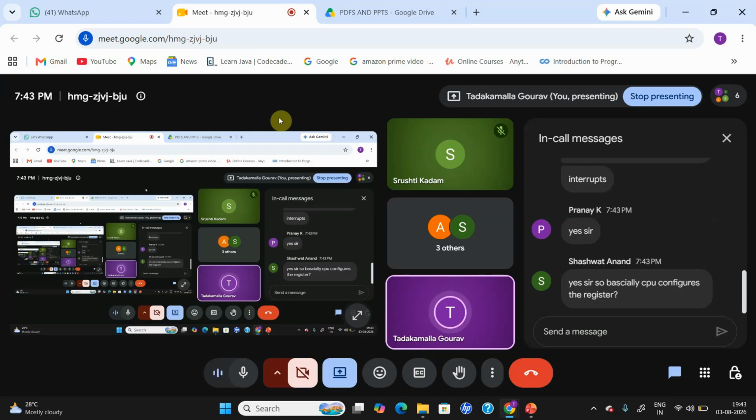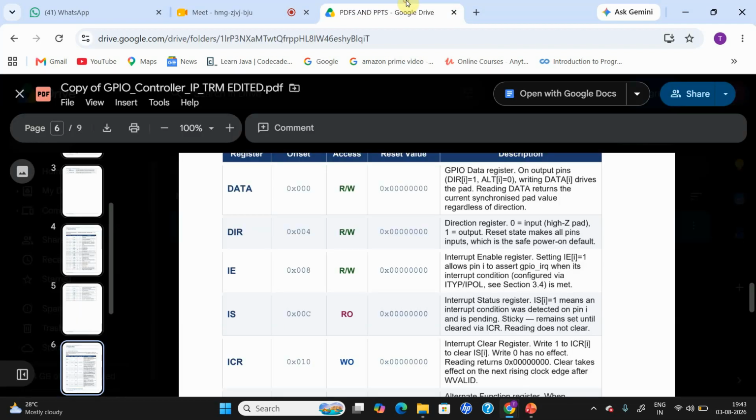Exactly. The CPU configures the register. The CPU is not going to have direct access to the pins. It is going to have access to the registers. So it configures the registers, and the controller analyzes the register content and configures the pins as required. Okay, great. So that is what we have written over here.